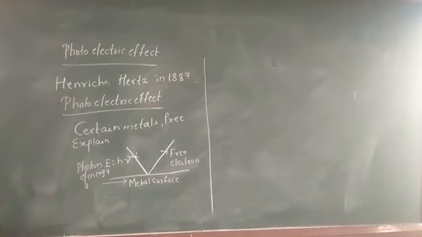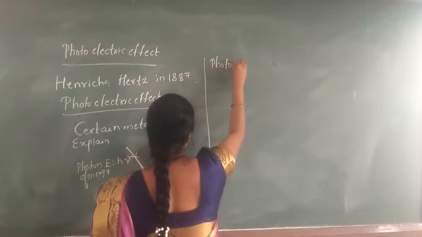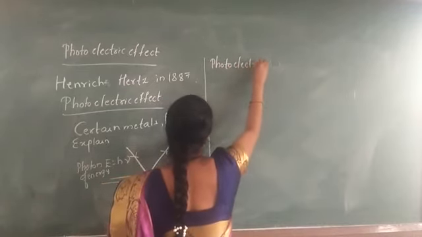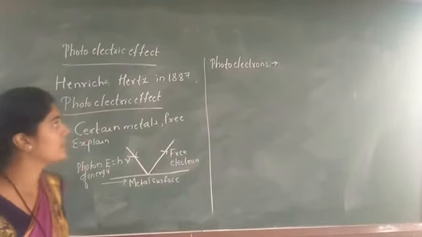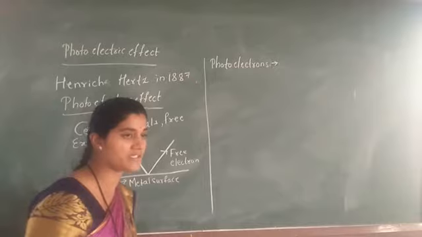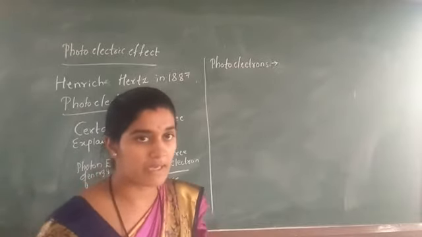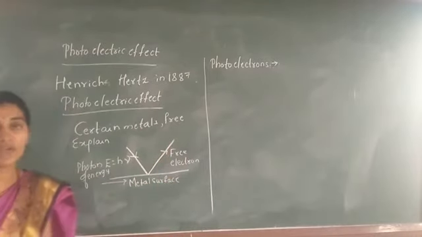Next we have to study the definition of the photoelectrons. When radiation of suitable frequency is made to fall on certain metals, the free electrons which are emitted we can call photoelectrons.